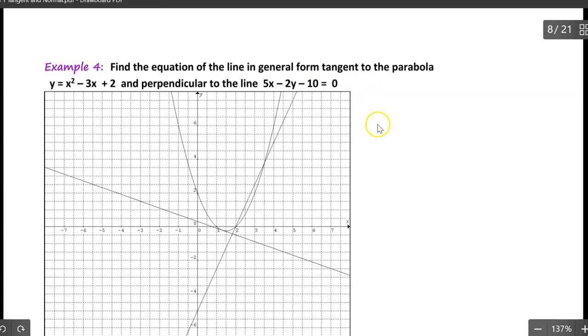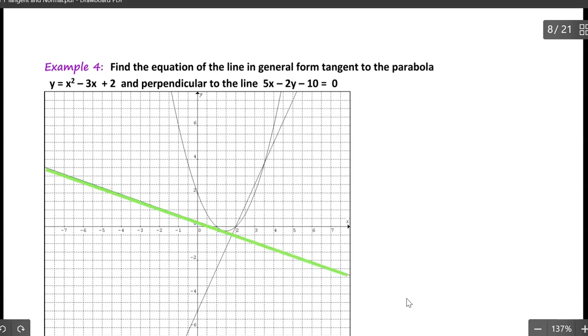Anyway, I drew the graph here for everyone, the graph of y equals x squared minus 3x plus 2. So this is the parabola, which opens up. And then this is the tangent. You can see that this is the line tangent, because a line tangent to a curve is the one that touches the curve at only one given point.